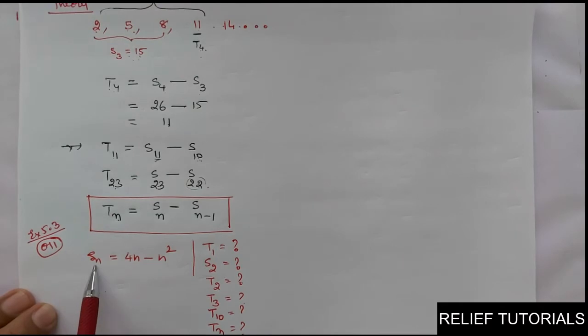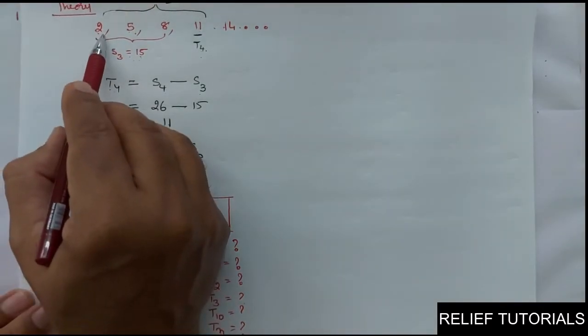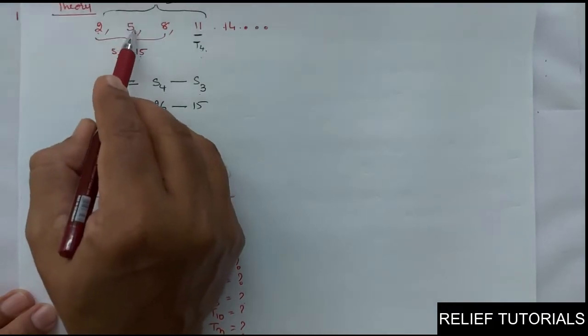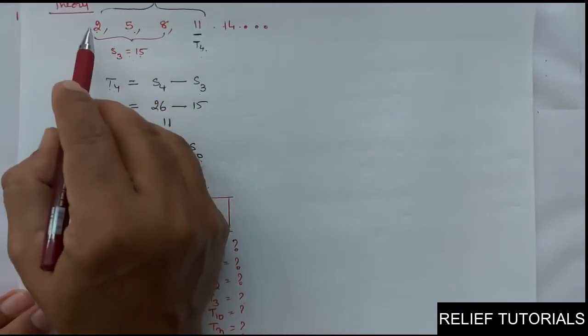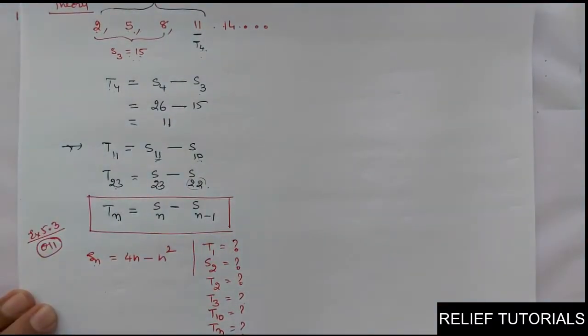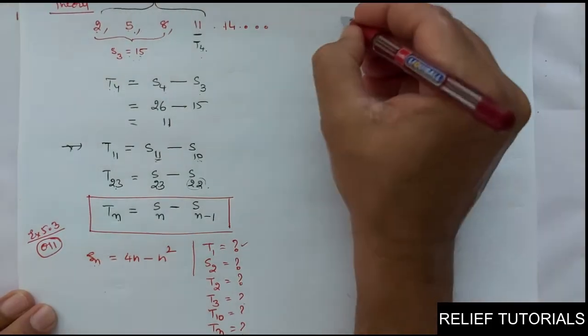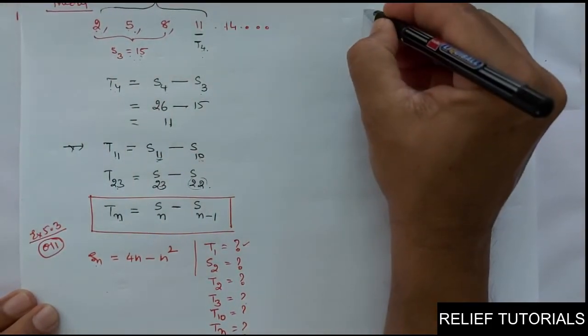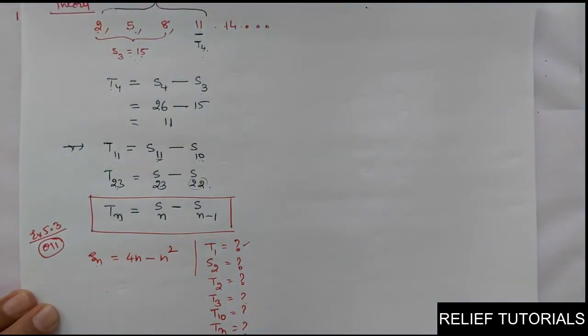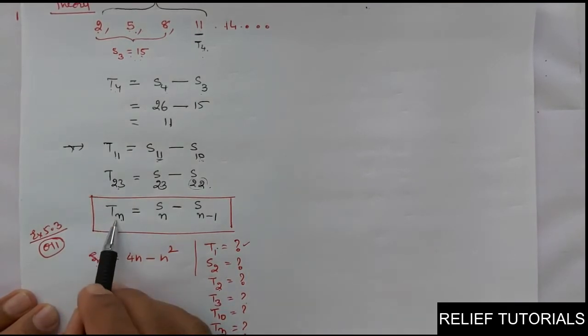Here Sn is given. So the sum to the first term, see here, the sum to the first term is 2. The sum to 2 terms is 5 plus 2, 7. T1 plus T2. The sum to the first term means the first term itself, T1. So here you want to find T1. Clear? So what we have here? We have now Sn. And you want to find Tn. T10, T3, T2, T1, many things you have to find out. So I will find Tn.